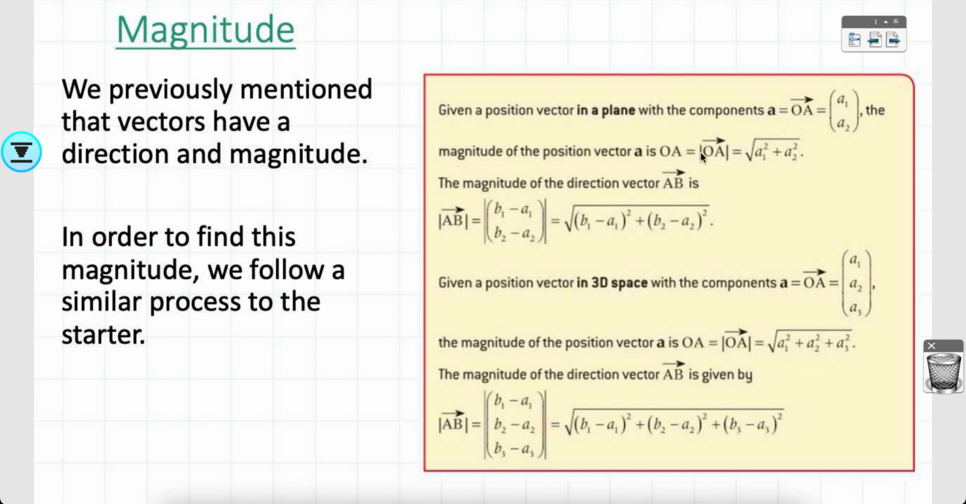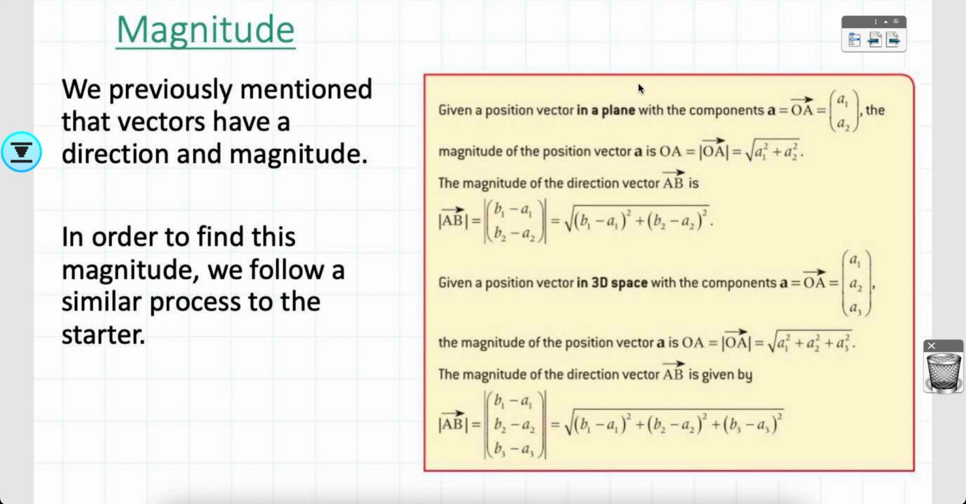So the notation, we use these double bars, and if my vector has components a1, a2, then the magnitude will be the square root of the coefficient of the i component squared plus the coefficient of the j component squared. So quite easy to do.